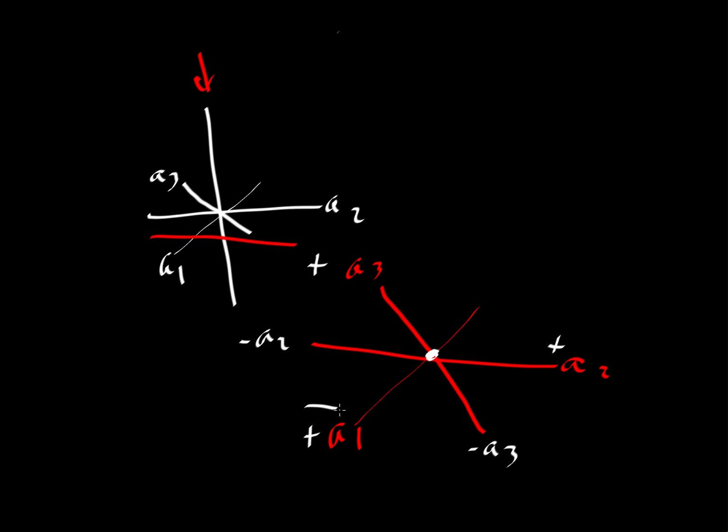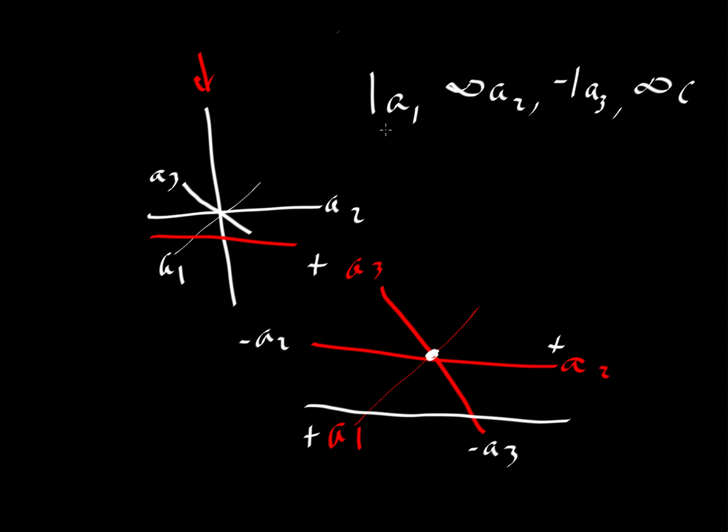It's just going to hit the A1 and A3 axes. It's going to be parallel to A2 and also parallel to C. So what would the intercepts be? We would have a 1 A1, and then an infinity A2, because it's not hitting the A2 axis, it's parallel, and then a minus 1 A3, and then an infinity C. So our intercepts are 1, infinity, minus 1, infinity.